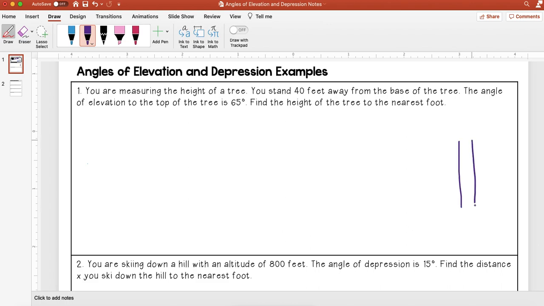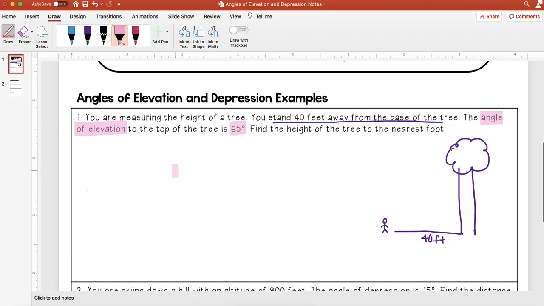So I have this tree that I want to find the height of, and I'm told that I am standing 40 feet away from the base of the tree. Just 40 feet here. And then it says the angle of elevation to the top of the tree is 65 degrees. So I need to think of what that means.